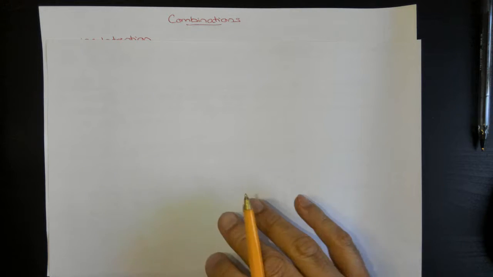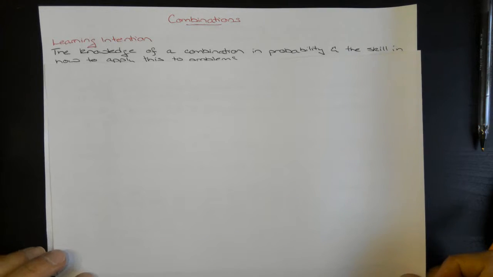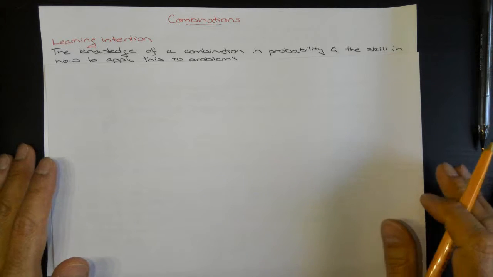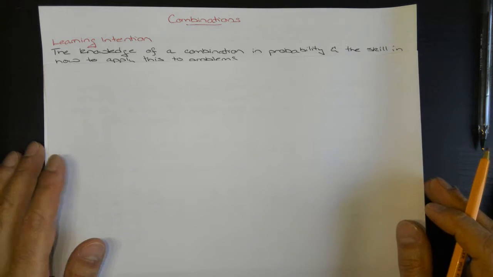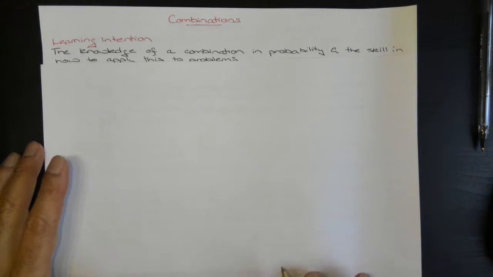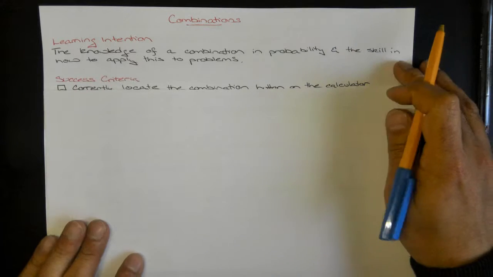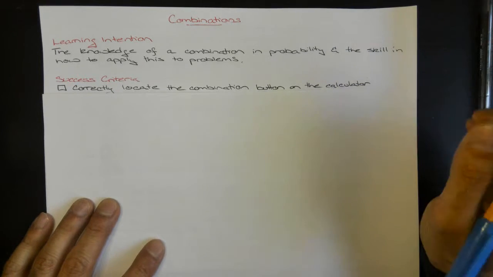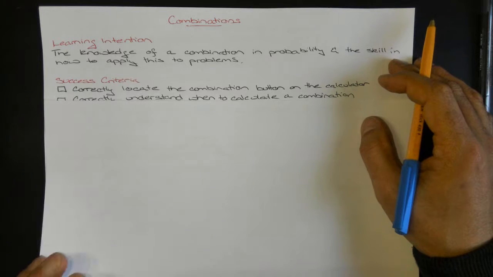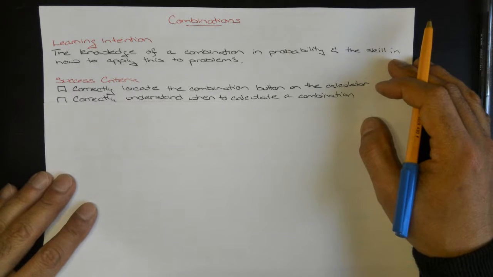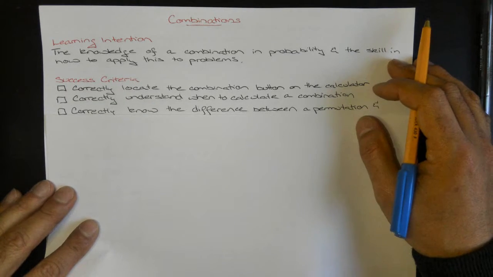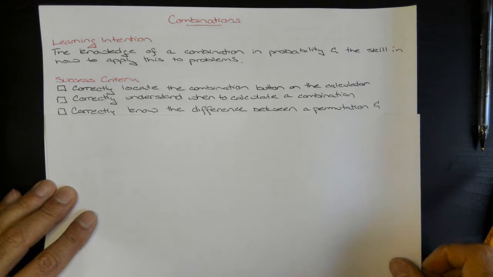Okay, so today we're looking at combinations. Our learning intention is to gain the knowledge of what a combination is in probability and the skill in how to apply this to solve problems. We'll be successful if we can correctly locate the combination button on the calculator, correctly understand when to calculate a combination, and correctly know the difference between a permutation and a combination.